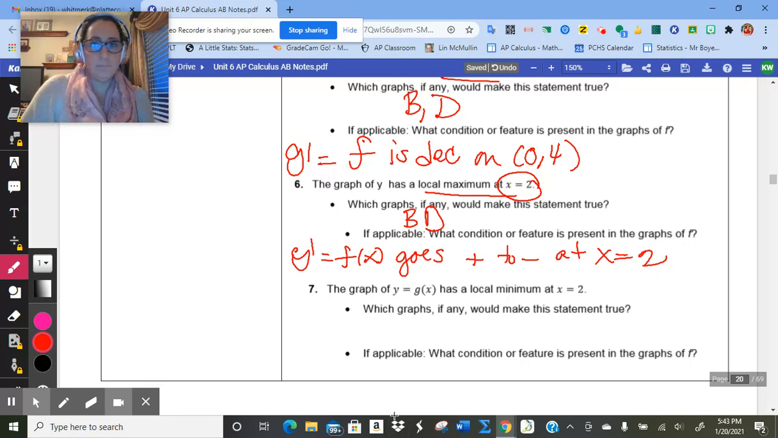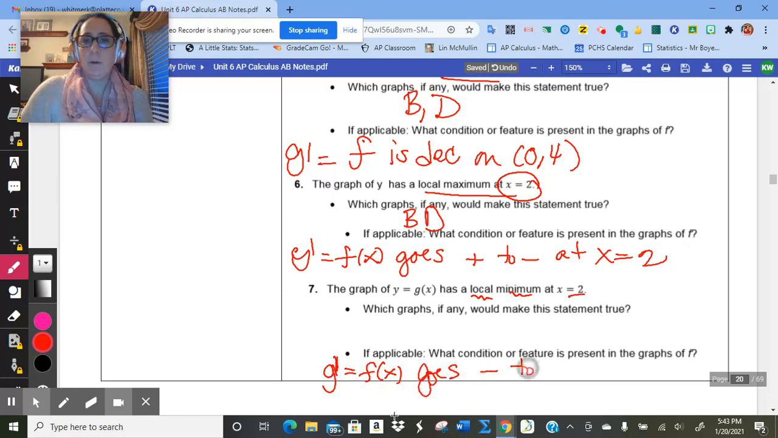Number 7, now we want a local min at 2. So that is where g prime, which is f of x, goes from negative to positive at x equals 2. There's 4 of these, A, C, I, and L.